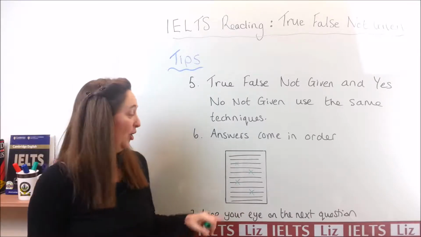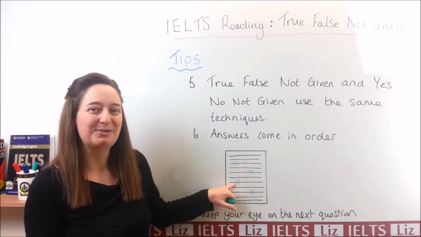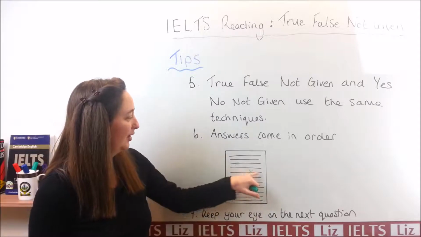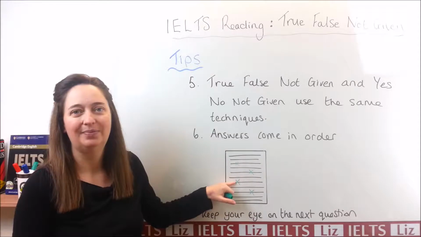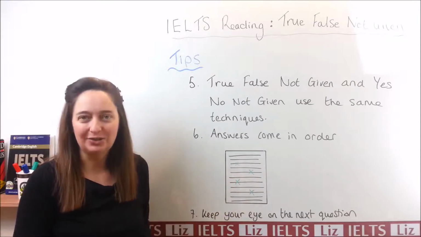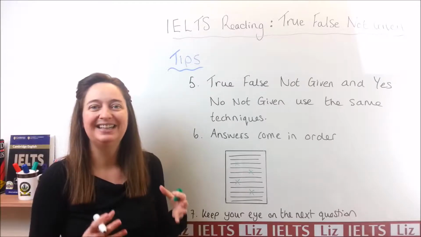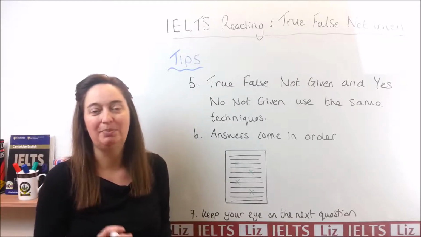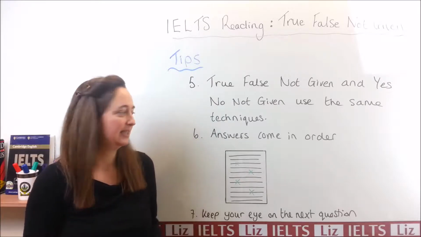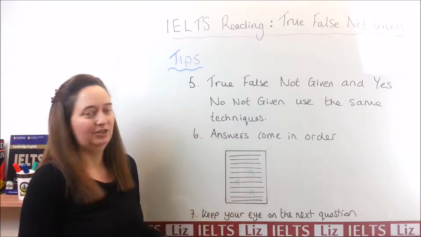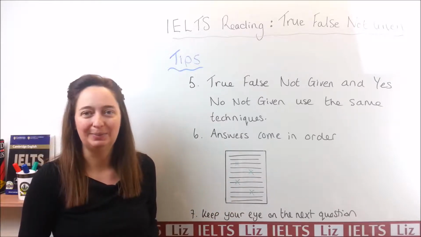Keep your eye on the next question as well. Remember the content of the next question so that when you try to find question number 2, you're not going to read too far. That will save you a lot of time in your reading test because you know reading is really difficult in IELTS because of the time limit. So saving time is very important. Keep your eye on the next question. The answers come in order. Remember it, it will help you.